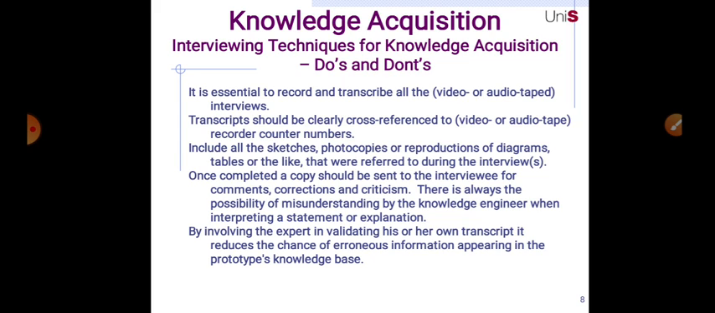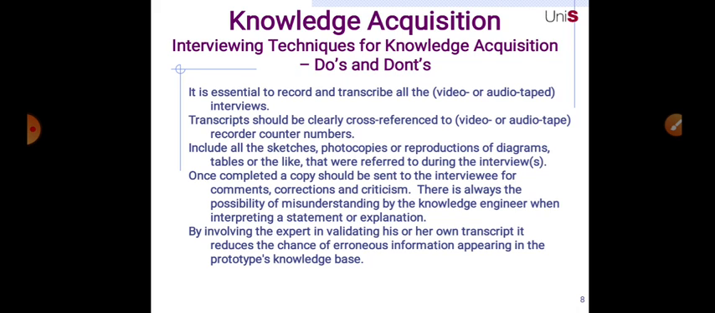It's very important to record all the things at the time of interviews, and even some photographs, sketches or any other diagrams. Once completed, a copy should be sent to the interviewee for comments, correction and criticism. At the time of the interview we have to write down all the information we have collected, and if there are any diagrams, tables, sketches or photocopies we have to collect them. After that, one completed copy should be sent to the interviewee for comments and corrections.